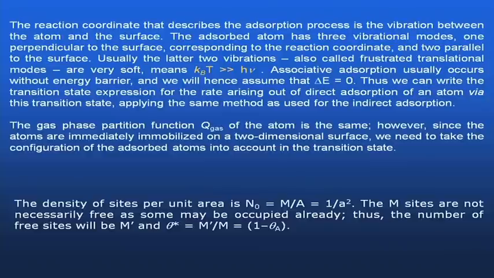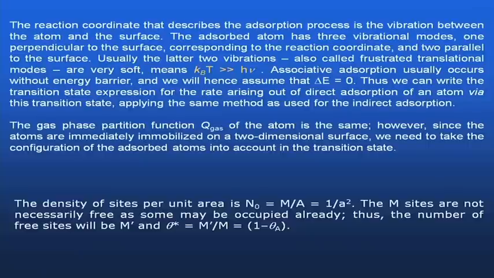Okay. Now, in this case the reaction coordinate that describes the adsorption process is the vibration between the atom and the surface. So, you have got the surface like this, and suppose you have got the atom which is bound over here. So, the reaction coordinate will be this particular motion. If this is your surface, the reaction coordinate is this, and the adsorbed atom has 3 vibrational modes, one perpendicular like this, another like this way or maybe that way.